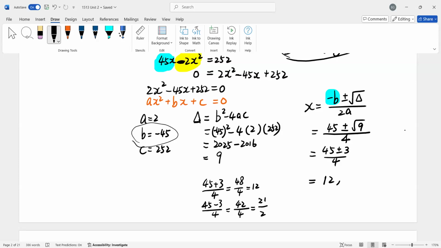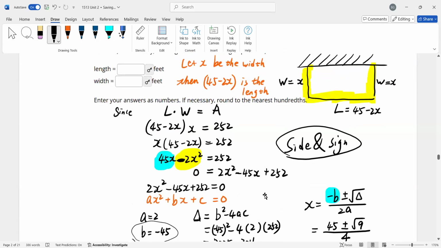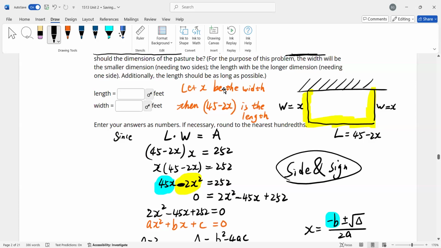So the other solution of the equation is 21 over 2. So we got the two solutions. Do you guys remember what x represents in this application problem? Go back to the very beginning of the solution. We let x be the width. So we have two values for the width. Now let's figure out the value of the length.